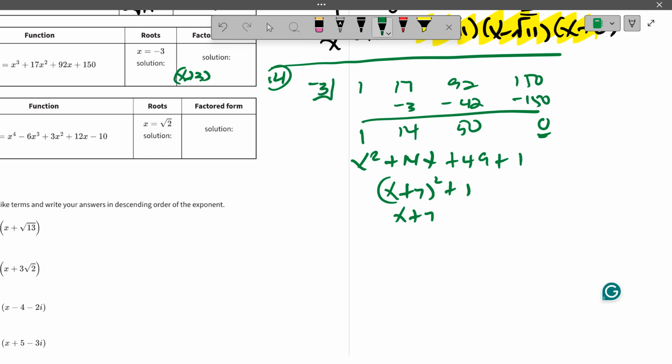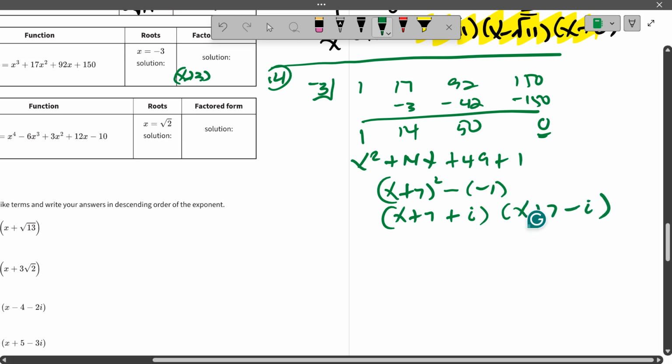X plus 7 plus what essentially is going to be, let me back it up. If I make this into plus 1, I'll get my eraser to work. If I change that plus 1 into minus negative 1, now I can argue that it is a difference of two squares. But then I have to come up with what's the square root of negative 1. It happens to be i. Right? Then I come over here and I do x plus 7 minus i.